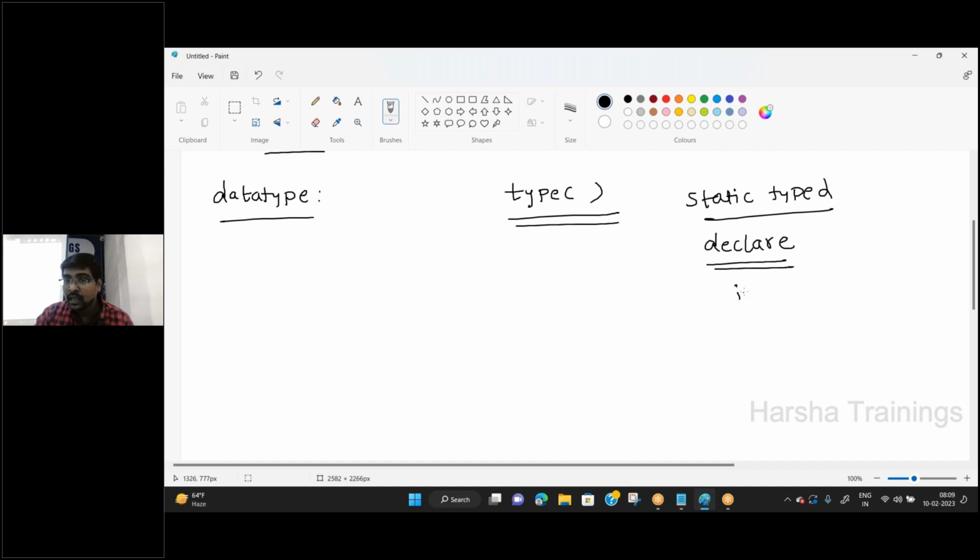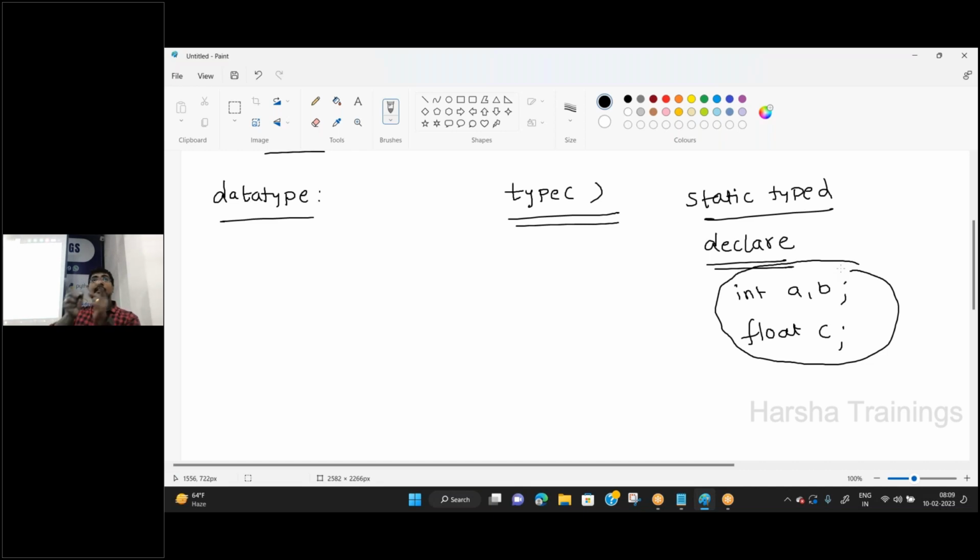For example, like this: int a comma b, float c. First, this is the statement. You need to declare the variable and then use the variable. The meaning is a and b are the two variables which hold integer values, that means whole numbers like 2, 3, 5, 7. c is a variable which holds a real number.